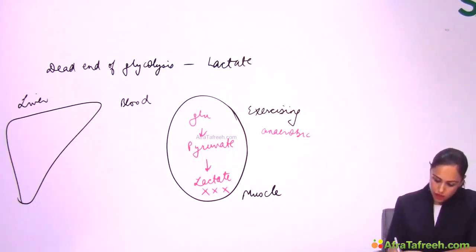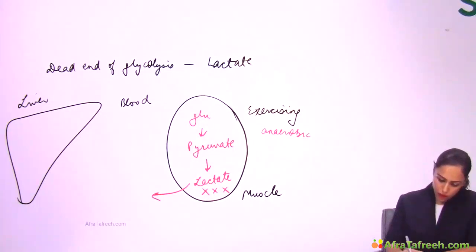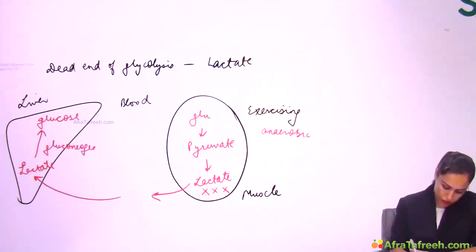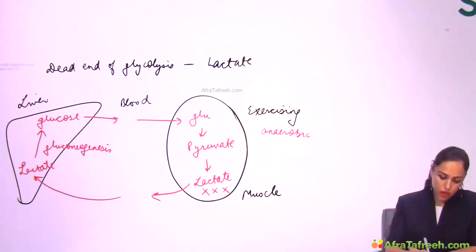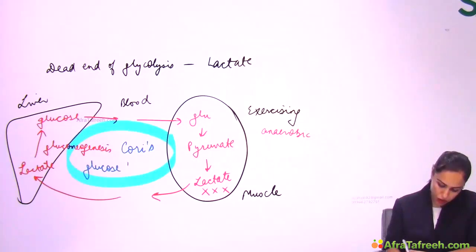Now lactate has to come out of this muscle cell into the blood. From blood it is taken up by the liver. In the liver, lactate will form glucose by gluconeogenesis, and this glucose is again supplied to that exercising muscle. So this is a cycle known as Cori's cycle, also known as the glucose lactate cycle.